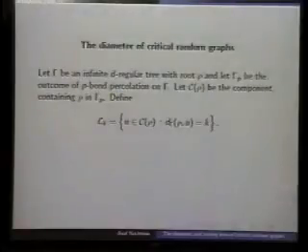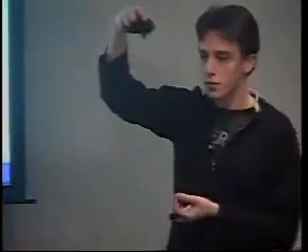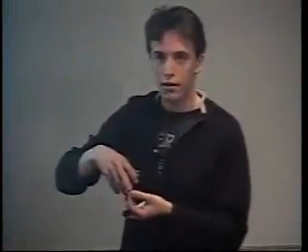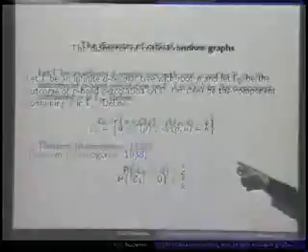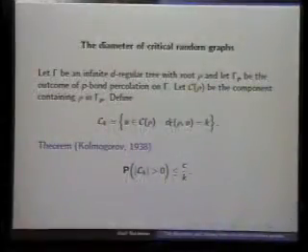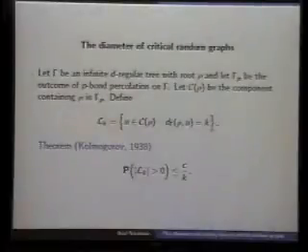L_k is simply the kth level of the tree: the vertices which are attached to the root by a path that survived in the percolation. The theorem of Kolmogorov says that if it's a critical branching process, with p equals 1 over d minus 1, the probability that it survives up to level k is roughly some constant over k. Okay, how does this yield a bound on the diameter?